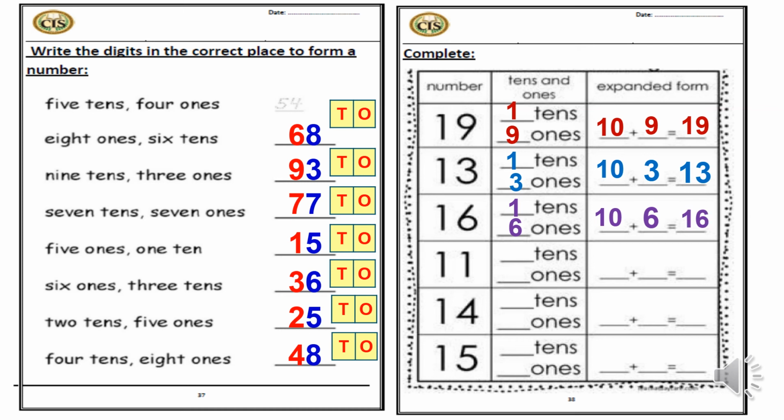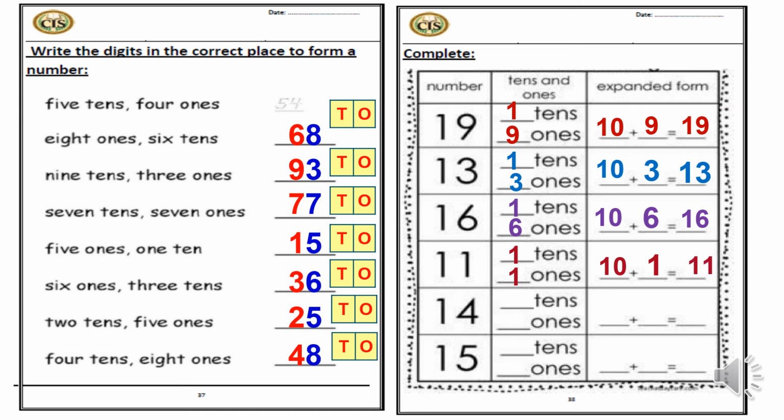I have here number 11. Okay, so in tens I will write 1, in ones, 1. Okay, the value of 1 in ones will be 1, and the value of 1 in tens will be 10. So 10 plus 1 equals 11.